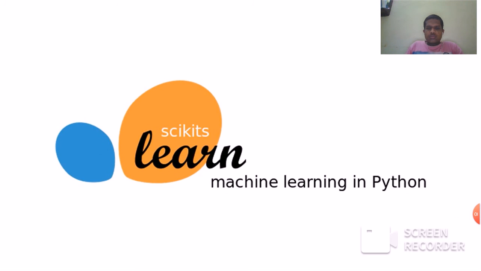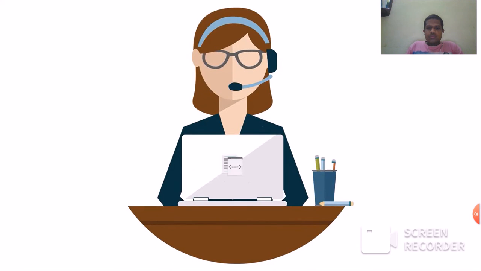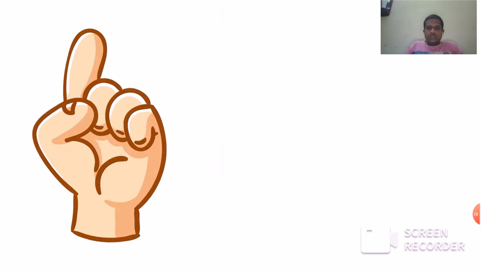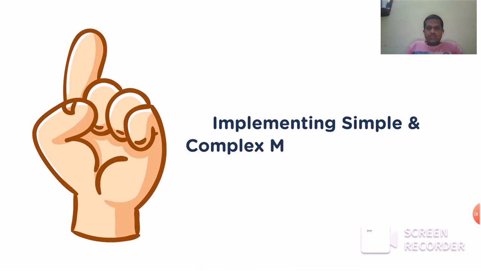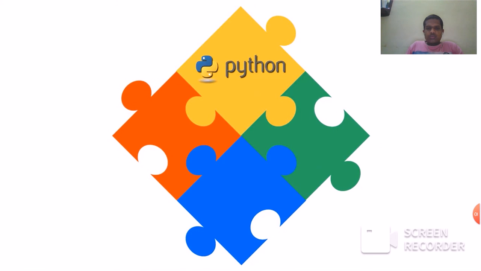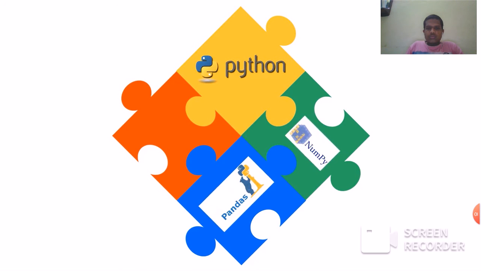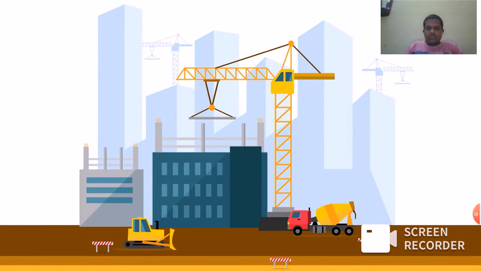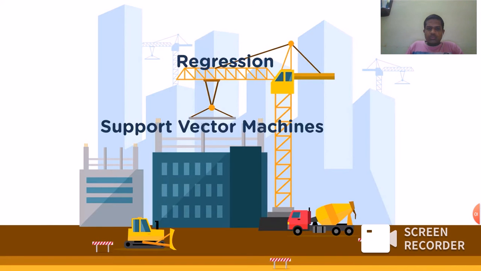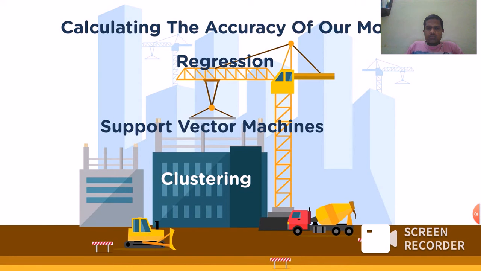Scikit-Learn is a machine learning package for Python. Scikit-Learn includes support for many machine learning algorithms. It is the primary option for implementing simple and complex machine learning algorithms quickly. It is compatible with other Python libraries like NumPy, Pandas, and SciPy, which makes it easy to understand and use. It has functions to build machine learning models like regression, support vector machines (SVMs), clustering, and many others. It also includes functions for calculating the accuracy of our models.